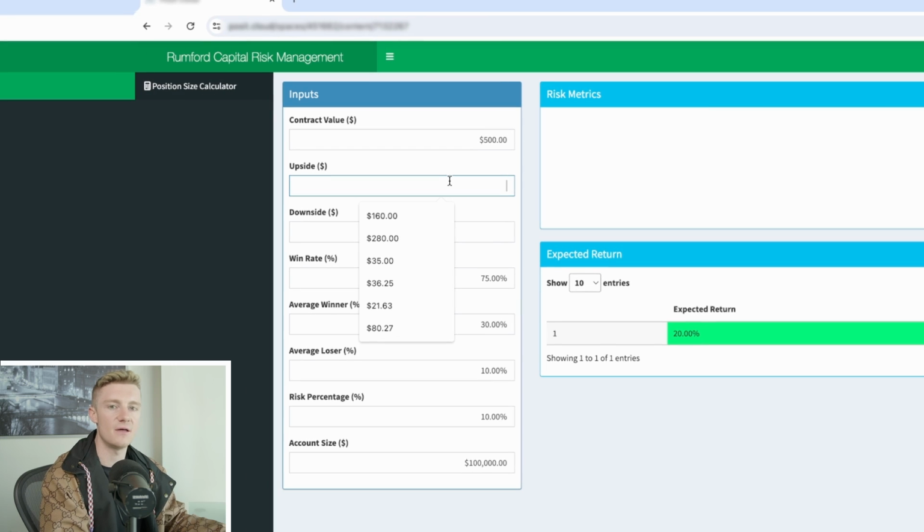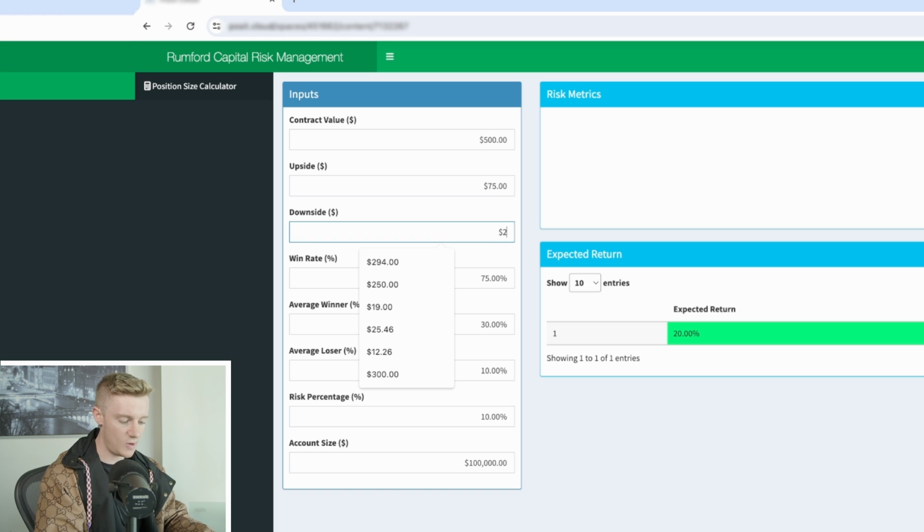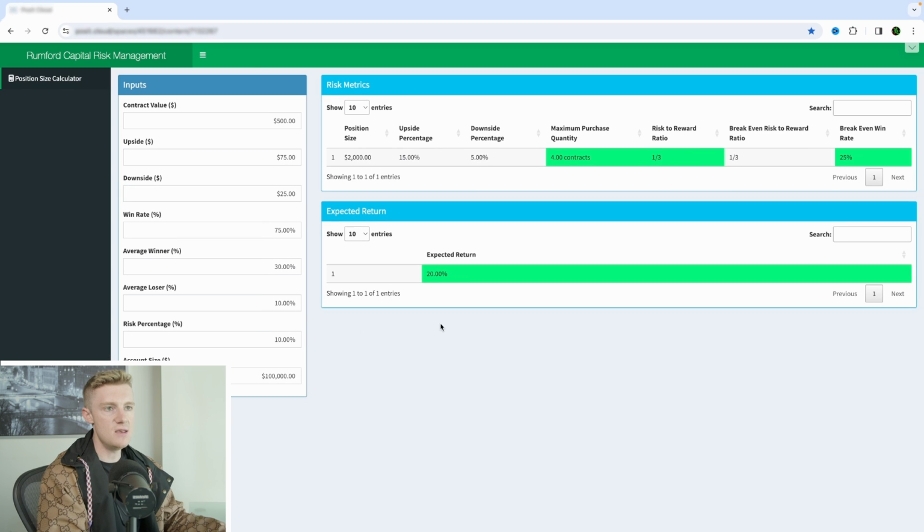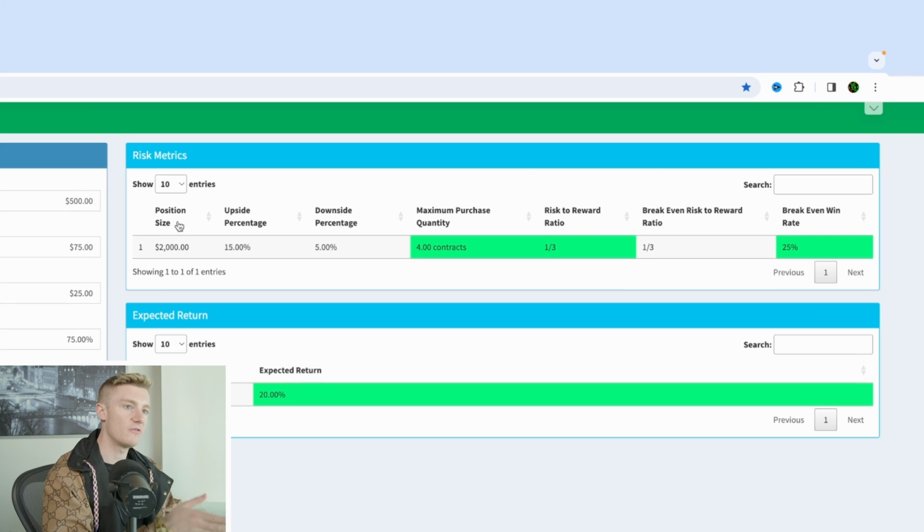Now our upside on that contract, let's say, is going to be $75. And our downside on that contract is going to be $25. Now we can see what the risk management calculator has done using my algorithm. Moving from left to right, we've got position size, upside percentage, downside percentage, maximum purchase quantity, risk to reward ratio, our break-even risk to reward ratio, and our break-even win rate.